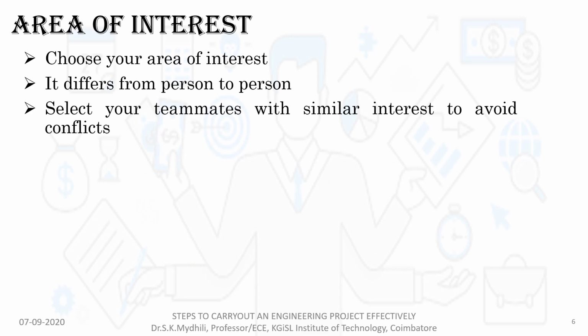So the first step is choosing an area of interest. Choose your area of interest, which may differ from person to person, and select teammates with similar interests to avoid conflicts. But if that is not possible, then you could go with your teammates and select an area of interest after their discussion. Your teammates accepting your views is very important, and there should be cooperation among you all. That is very important in carrying out a project.